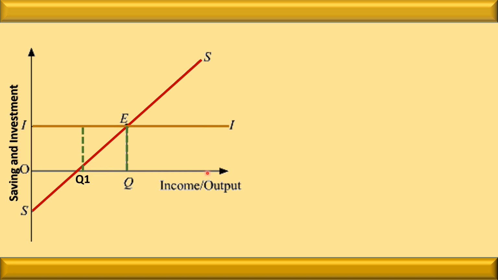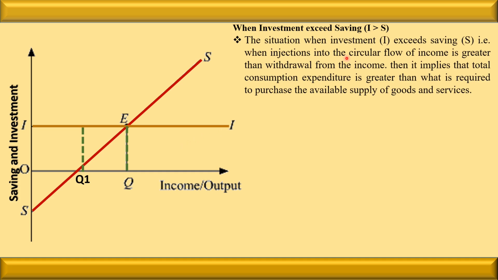Try to see, if the national income is OQ1 level, if the national income is less than the equilibrium level of income, we can see that the investment is more and the saving is less. Let us see what happens. In this situation, the investment exceeds the saving. The situation when the investment exceeds saving, that we can see over here, is at OQ1 level of income.